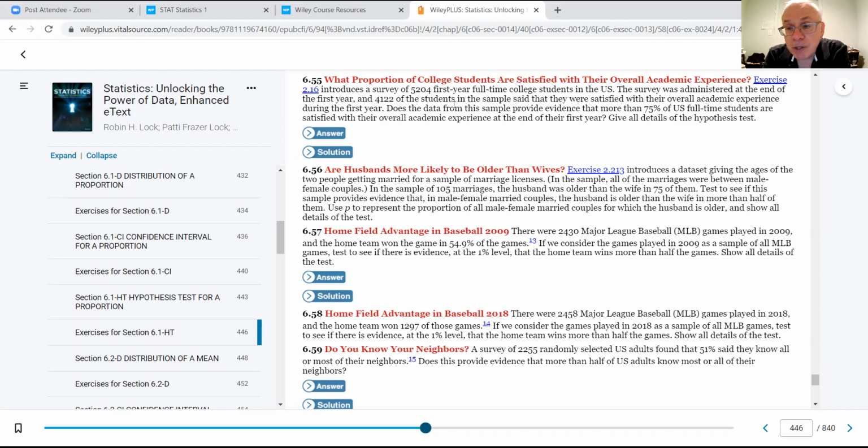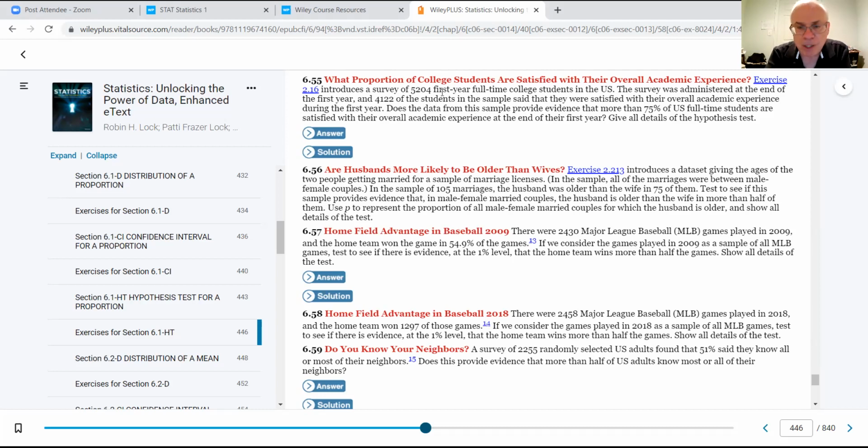And the other question is, are n times p and n times 1 minus p both at least greater than 10? I can guarantee you it's going to be, but you have to show the calculations. So what is n in this case? Now be careful. n is not 4122. n is 5204. That's the number of people in the survey. 4122 answered that they were satisfied, but that's not n. That's just the number out of the 5204 that said they were satisfied. So 5204 is n, and our hypothesized proportion is 0.75.